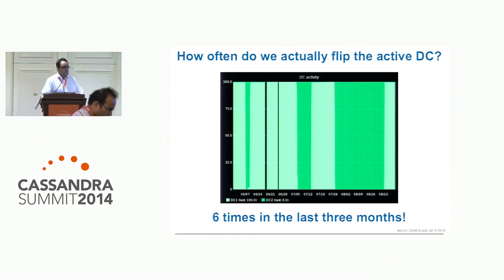Are the black stripes? Good point. The black stripes are when we had a complete shutdown of both DCs because of a complete blackout window.